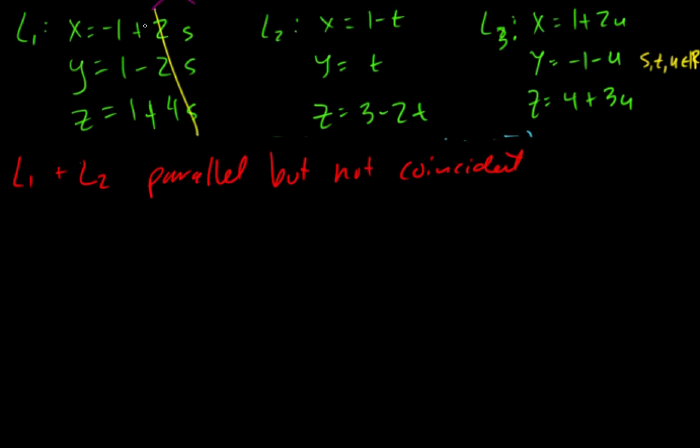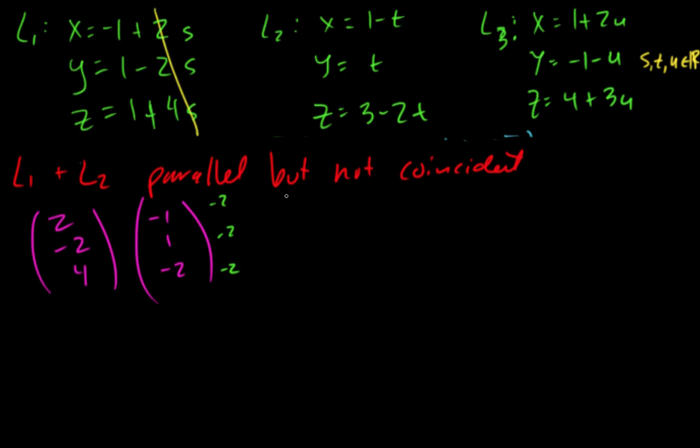We write down the direction vector, which is just this part. So 2, negative 2, 4. Direction vector over here, negative 1, 1, negative 2. Now, if we just multiply this by a negative 2, like all the pieces, we're going to get 2, negative 2, 4, and since this is the same thing as this, we know that they are parallel. They have the same slope.